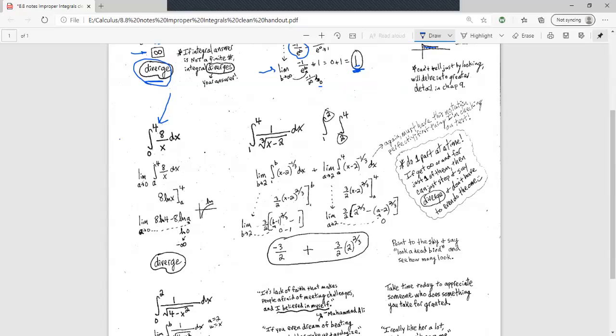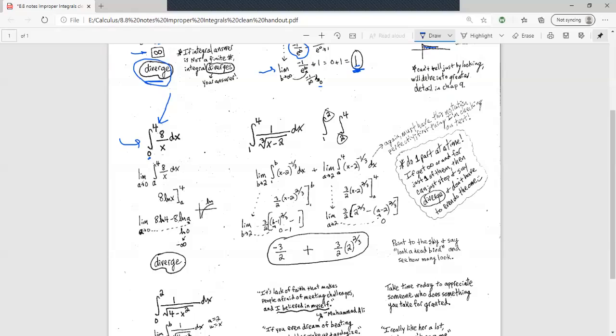So the reason this was improper, right? I don't have an infinity there. The 4 is okay. I could plug it in for x. I could plug anything in between 0 and 4 for x. The reason this is improper is because if you take the bottom and set it equal to 0, the bottom is equal to 0 at x equals 0, and 0 is part of that integral. So that's why it's improper. Okay, so the 0 is the improper part.